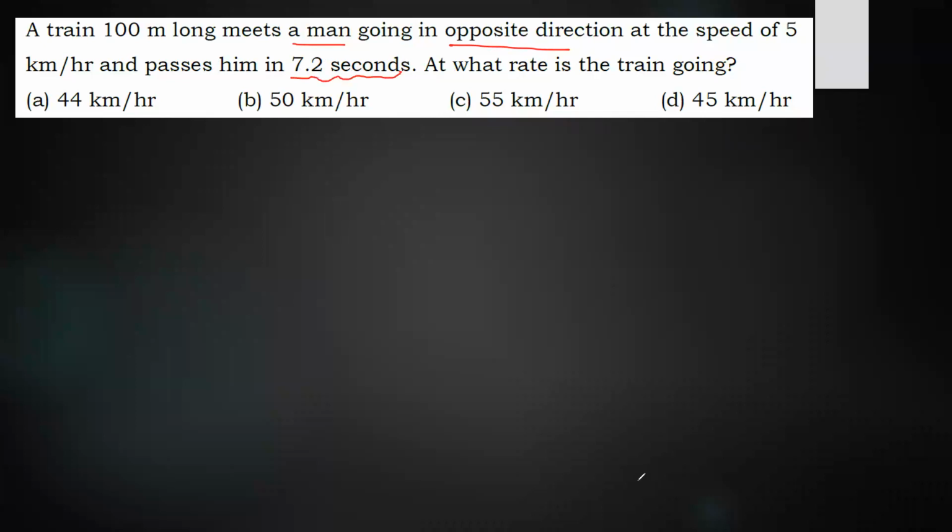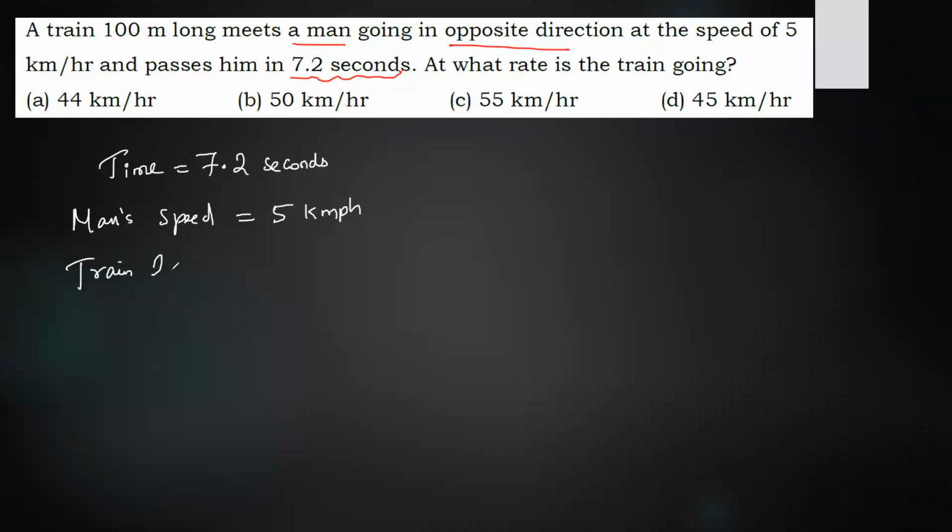Okay, here the train length is 100 meter, and a man is going in the opposite direction, so the man's distance will be 0, right? The man's speed is 5 km per hour. And we know the time, right? The time is 7.2 seconds.